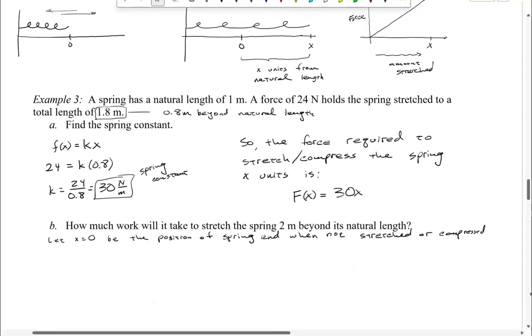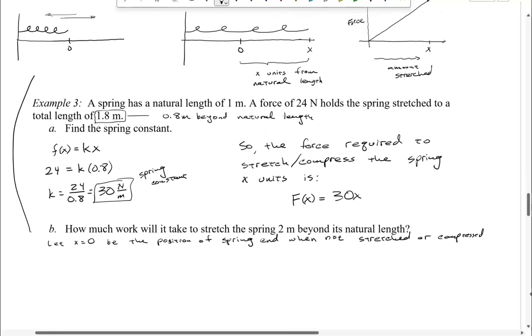In other words, it's basically the picture up here, right? We're not applying any force to the spring whatsoever. We're not pulling it. We're not pushing it. We're just leaving it as is, and we're having it start at x equals 0.